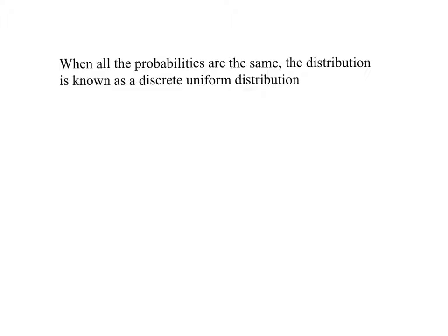And in the example that we just had, the probabilities were all the same, so the distribution is known as a discrete uniform distribution.